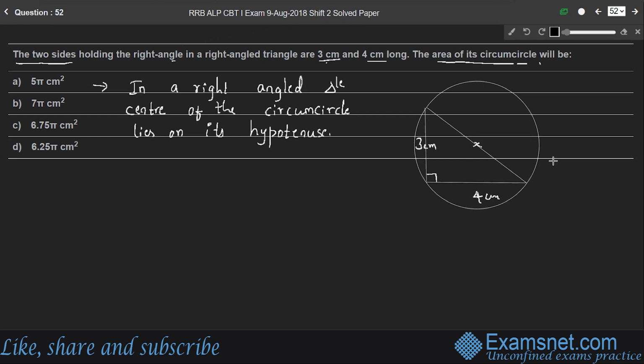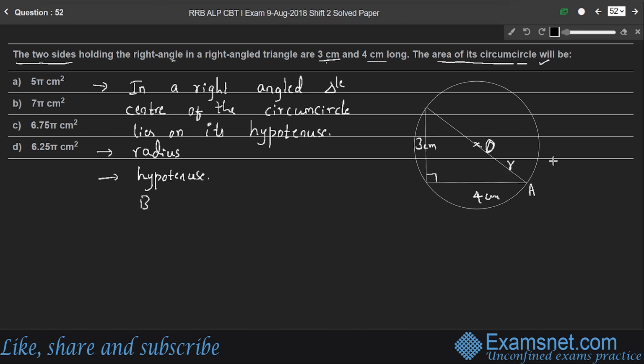Here we need the area of the circumcircle. So for the area of any circle, we need the radius, right? So let us consider O as the center of the circumcircle, and OA is the radius of the circumcircle. In order to find the radius, we need the hypotenuse. How to find the hypotenuse of the right angle triangle here? So using Pythagoras theorem, right?